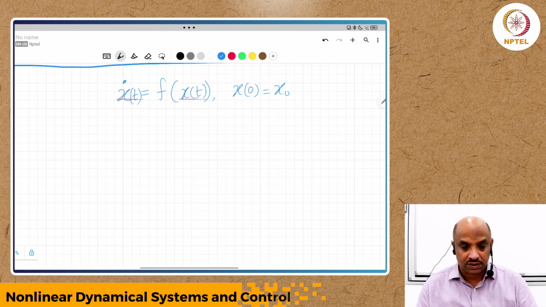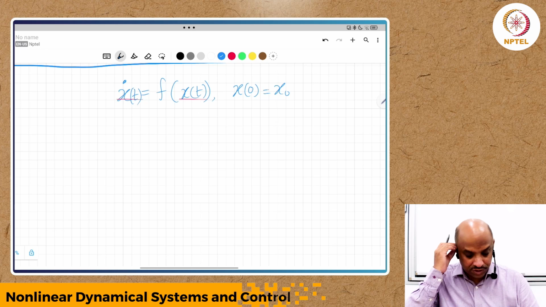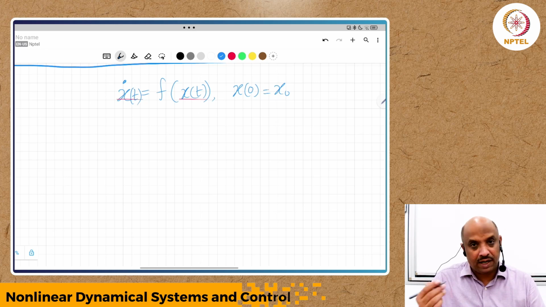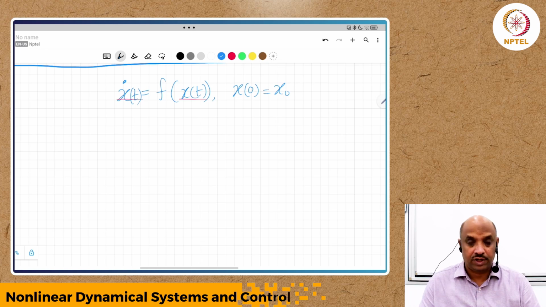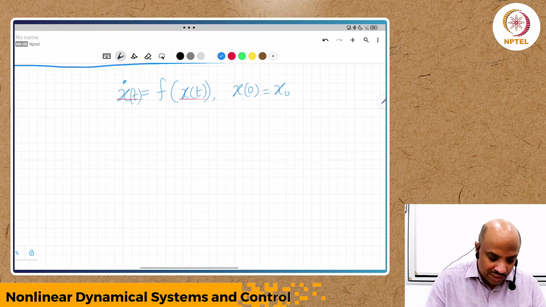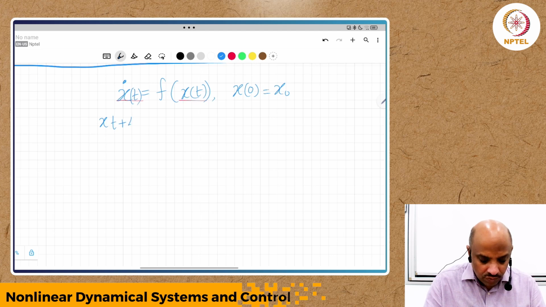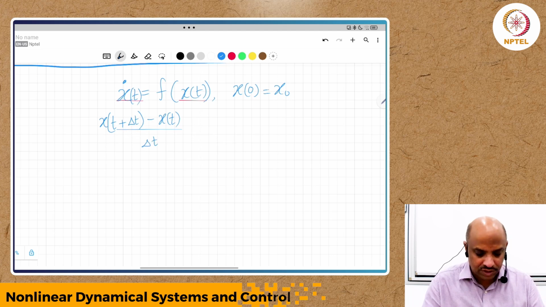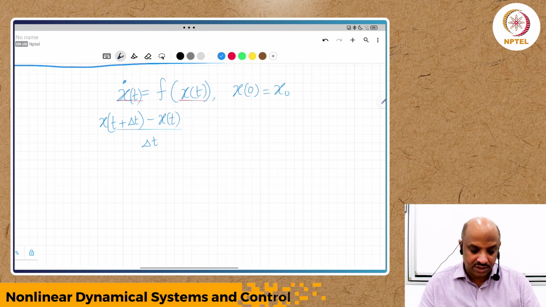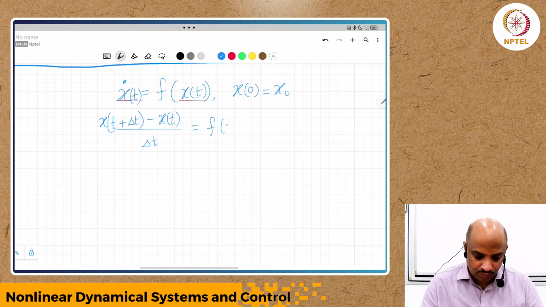There are special classes of systems like linear differential equations. We know how to solve them. The standard technique that these days we employ is, of course, put everything in MATLAB, some numerical tool. And essentially what MATLAB does is the following. It approximates this x dot as some kind of, in this particular case, I'm just taking brute force first order approximation, right? Which is nothing but the difference between x of t plus delta t minus x of t divided by delta t is equal to f of x of t, right?